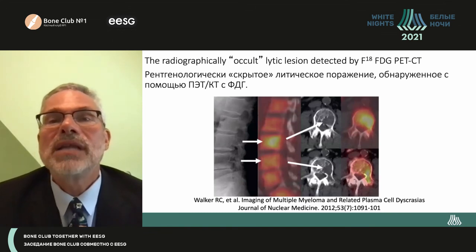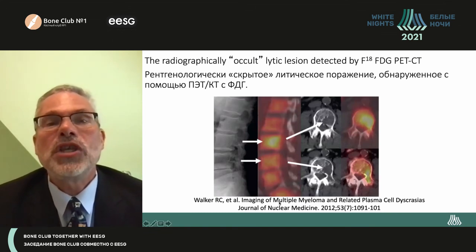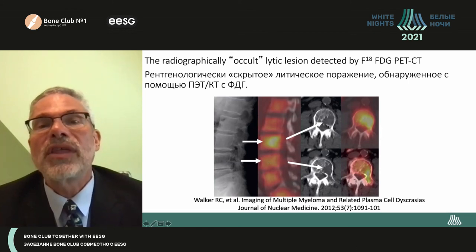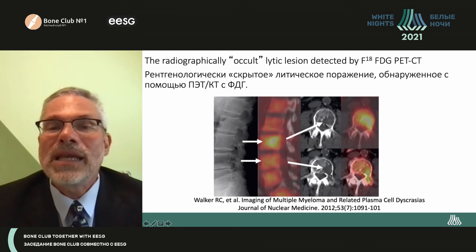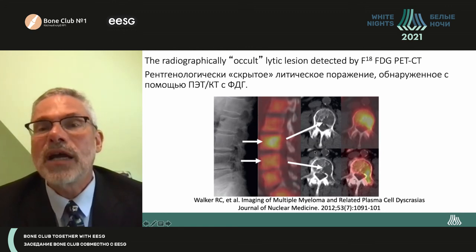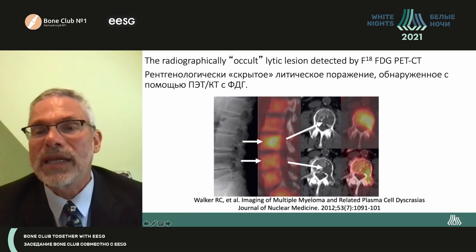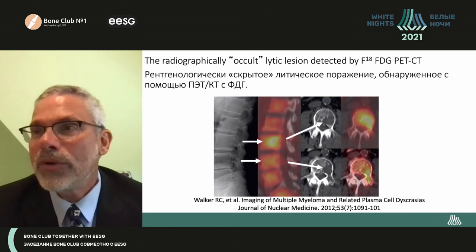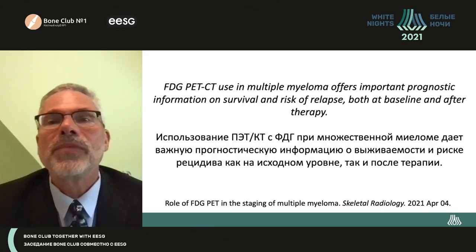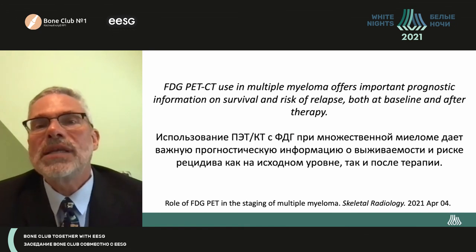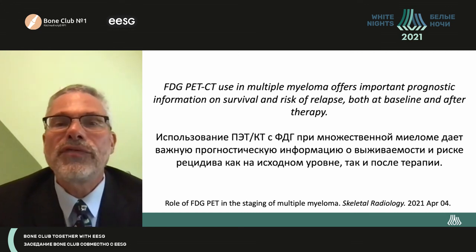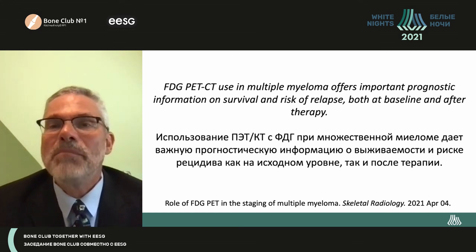Radiographically, occult lesions detected by FDG PET, this is a good example. Here we see plain film shows nothing. The CT shows this lucency, which we have a difficult time dealing with, but the FDG PET is focally hot. So we know that this is something to chase down. While an area of focal osteoporosis should not be focally hot on FDG PET. So FDG PET CT use in multiple myeloma offers important prognostic information on survival and risk of relapse, both at baseline and after therapy.